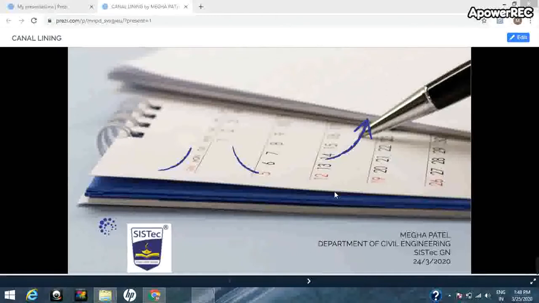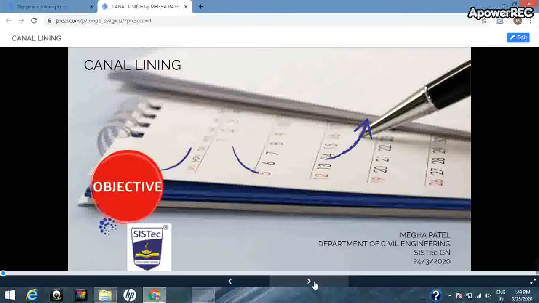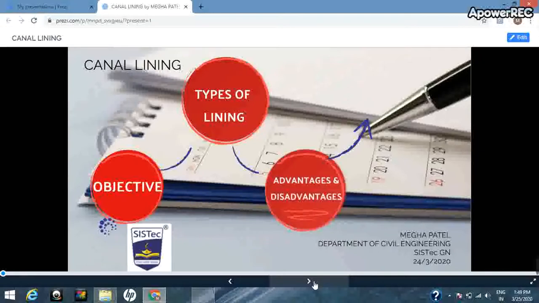In this, the whole presentation is divided into four parts. First one is the objective of providing canal lining. Second one is the types of lining, meaning what types of material we use in canal lining. Third one is advantages and disadvantages of providing canal lining. And last one is the economics of canal lining.